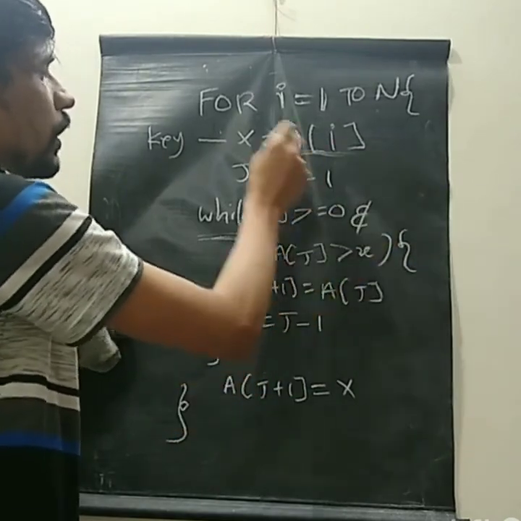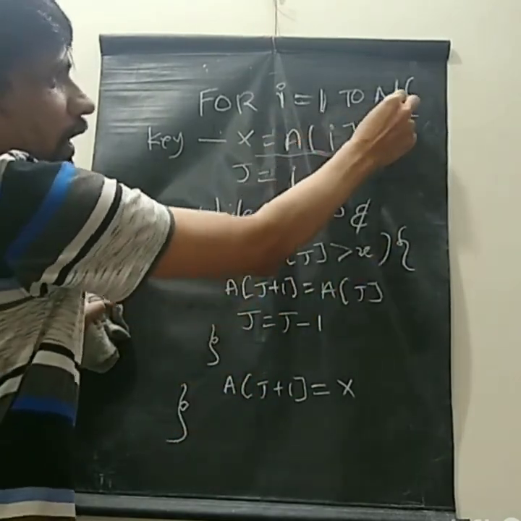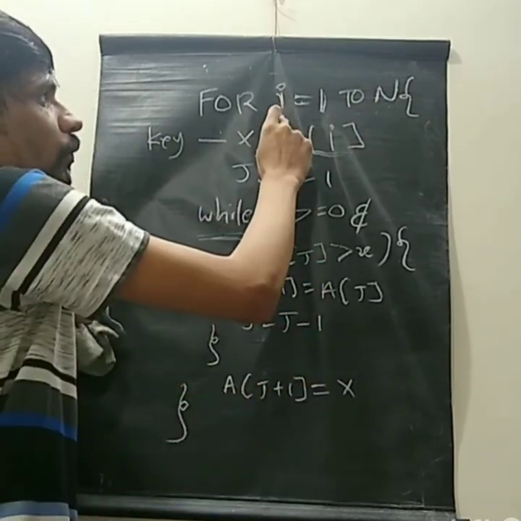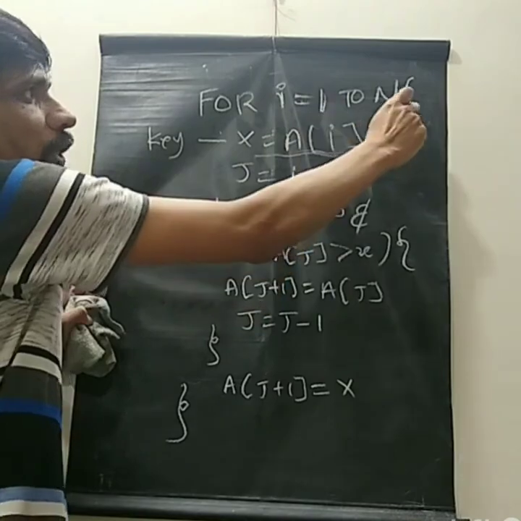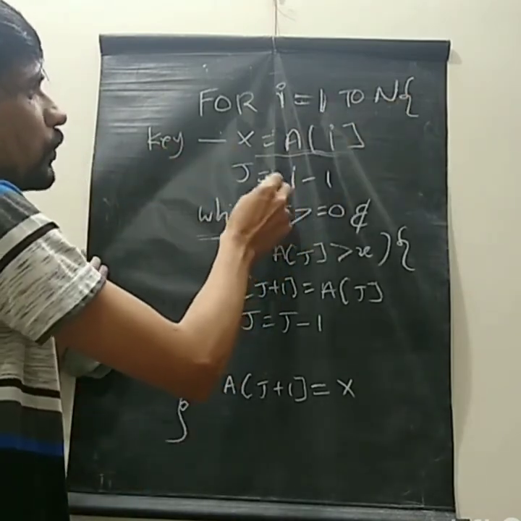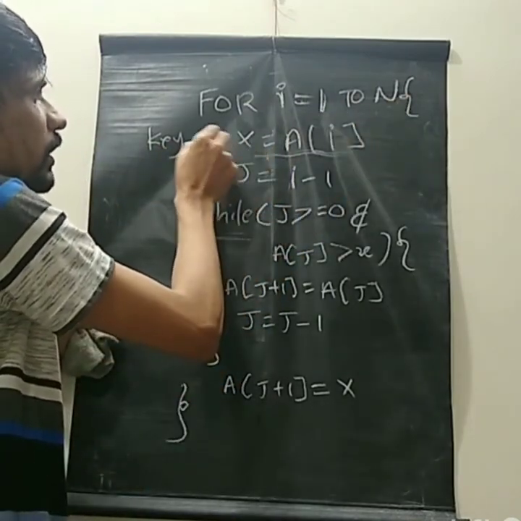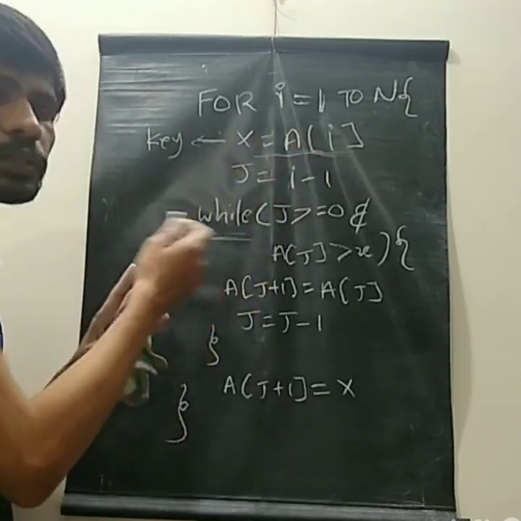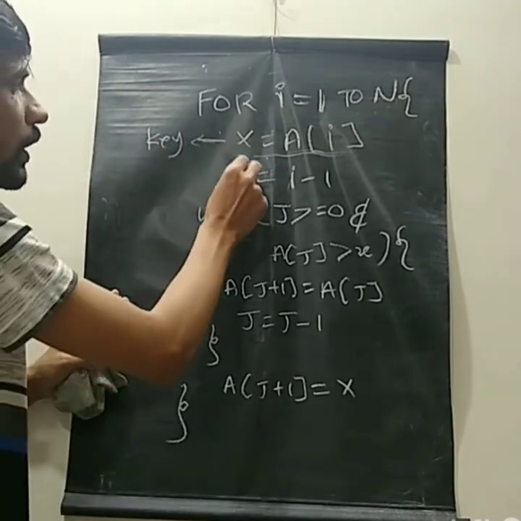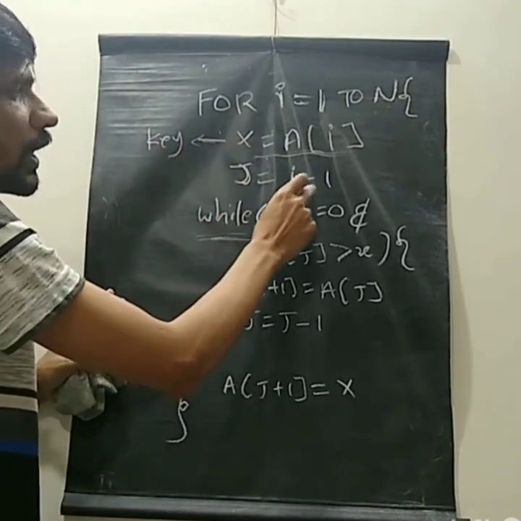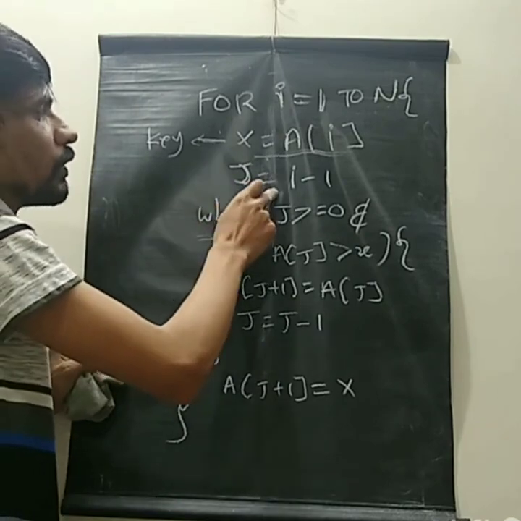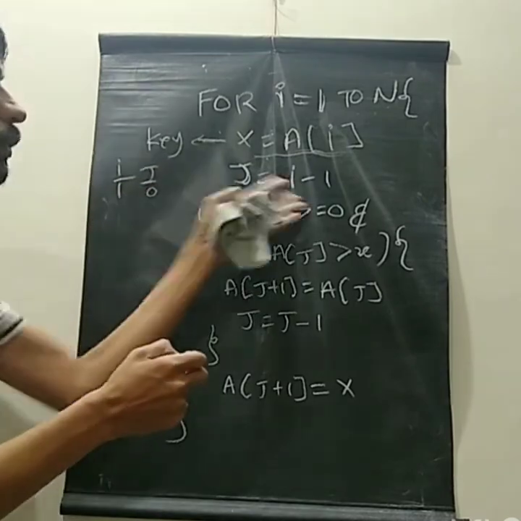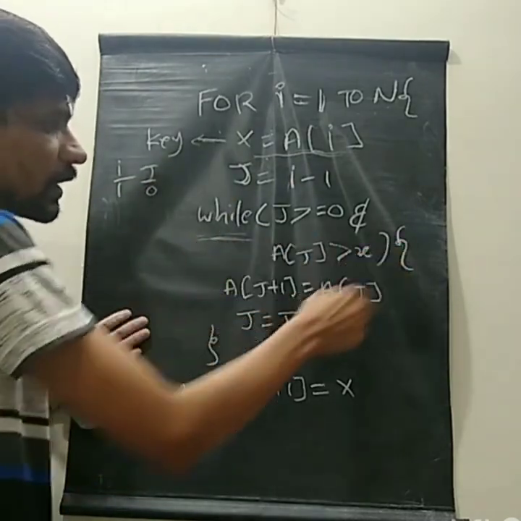What exactly are we doing? For i equals 1 to n, where n is the size of your array, the size of your data. First, I maintain a key, x, in this case x equals a of i. Again, j equals i minus 1. So what will it be here? The i value will be 1, so the j value will be 0, because i minus 1. After that, this is the key point.